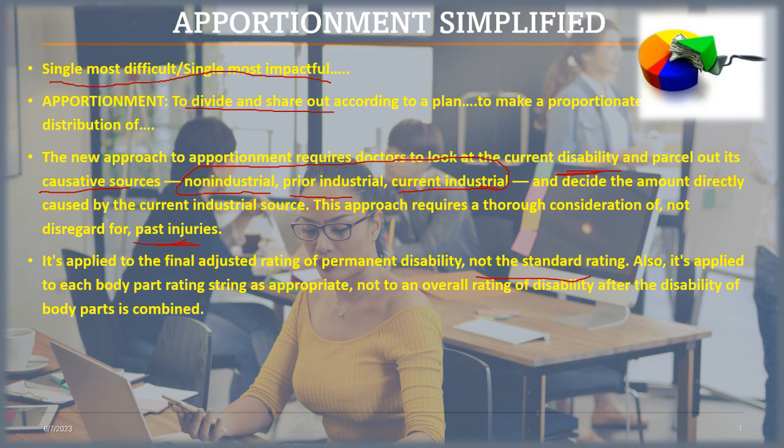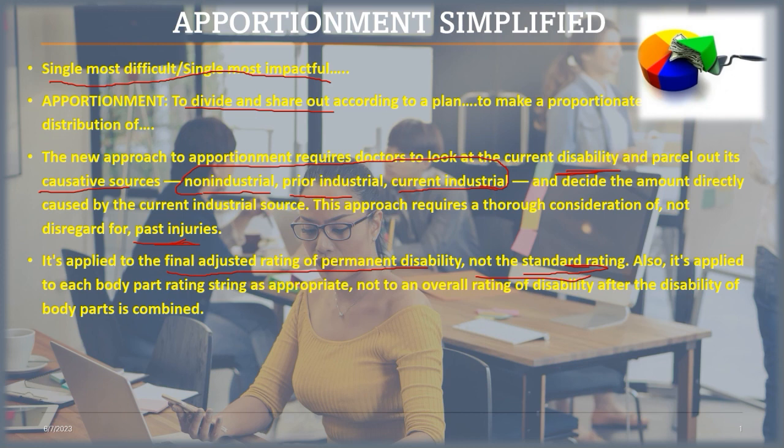So remember, the standard rating is the impairment rating that we as qualified medical evaluators provide. And then down at the disability evaluation unit, the raters take our standard rating, they adjust that rating for age and occupation to come up with the final adjusted rating of permanent disability. And it's at this level, at the permanent disability rating level, that our apportionment approximate percentages are applied.